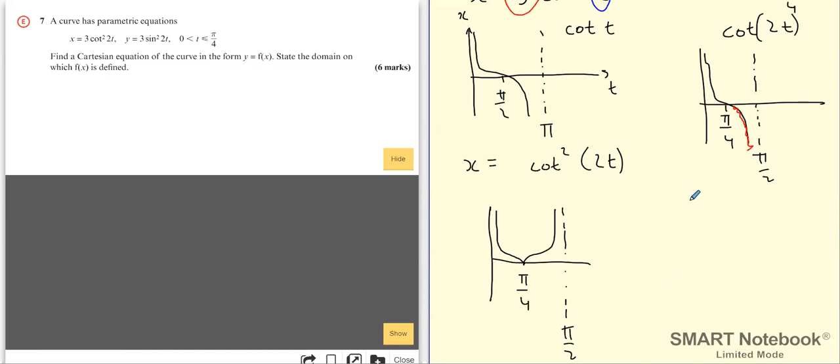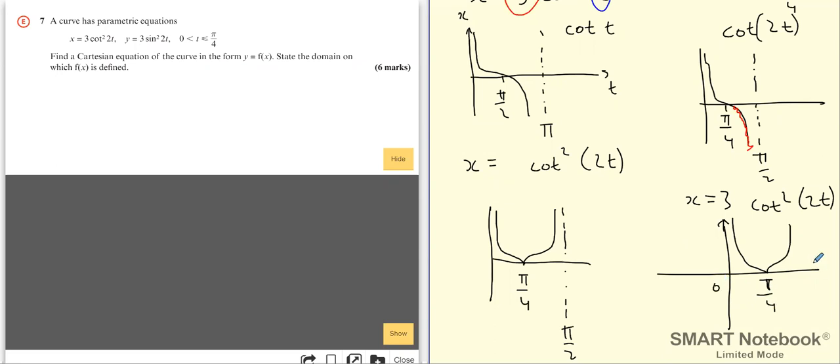And then finally, we're going to do x equals 3 cot squared 2t. Well, this is multiplying our y values by 3, which we can't show on here because it goes up to positive infinity anyway. And we only want to see t values between 0 and pi over 4, because t is restricted to that. So now I can disregard this bit.